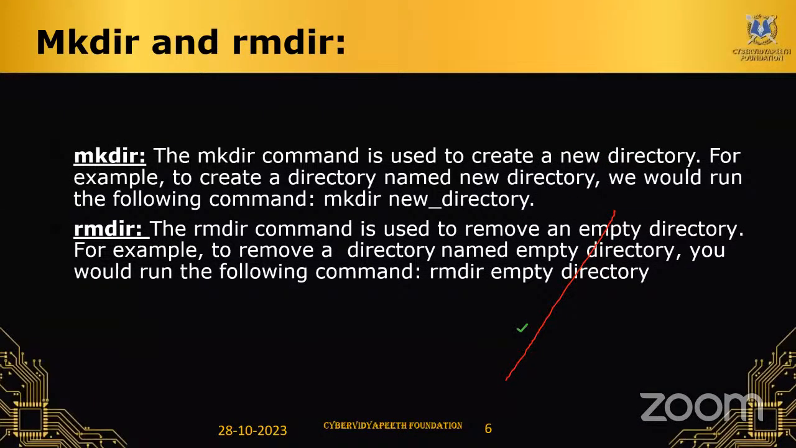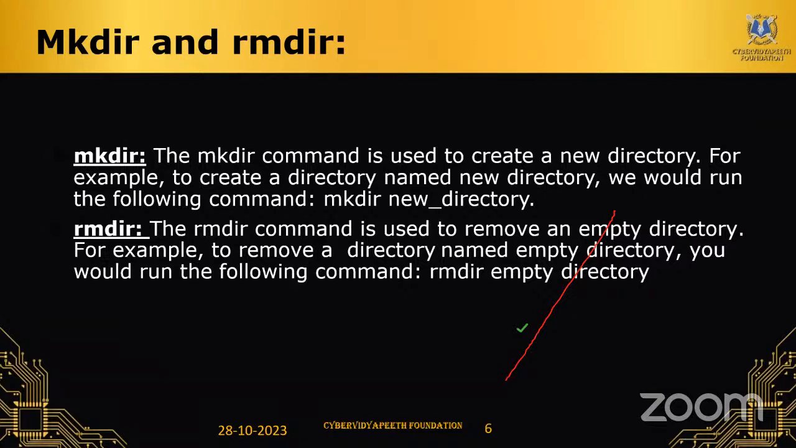The first command is mkdir. The mkdir command is used to create a new directory. In other operating systems, we use the word folders, but in Linux we have directories, which are the same as folders but have a different name. For example, we want to create a directory with the name newdirectory. We will run the command mkdir newdirectory. A new folder has been created.